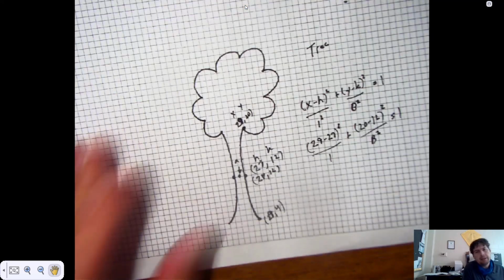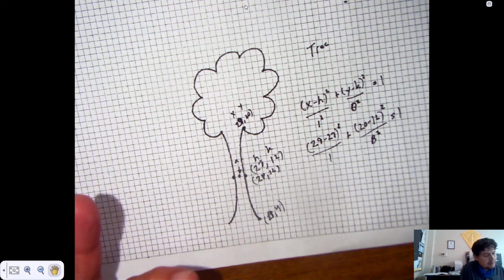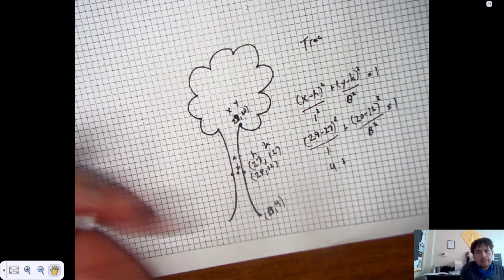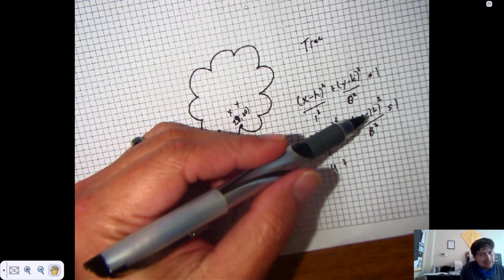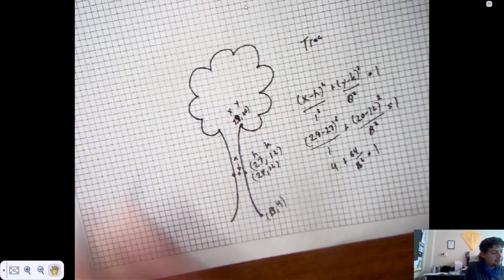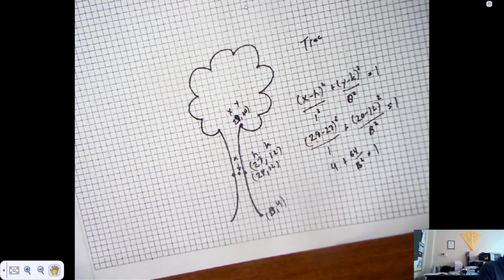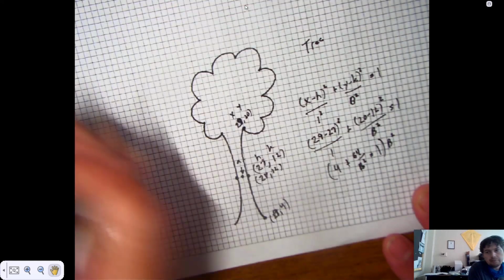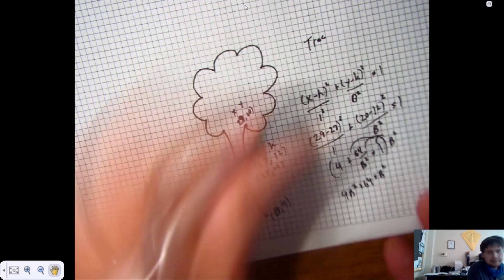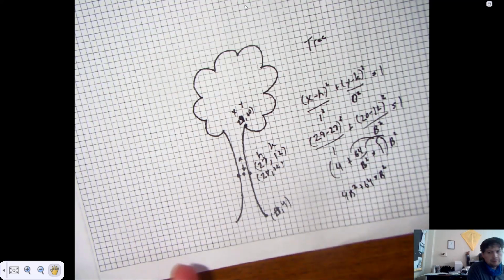Then I just do the math that I can. 29 minus 27 is 2. 2 squared is 4. 4 over 1 is still 4. 20 minus 12 is 8. 8 squared is 64. So that's sitting over b squared, and that must be equal to 1. Well, that wasn't too bad. What I'm going to do is multiply by the LCD. I'm going to multiply every single thing by b squared. And that'll give me 4b squared plus 64 equal to b squared. And this is just a simple b's on one side, numbers on the other.